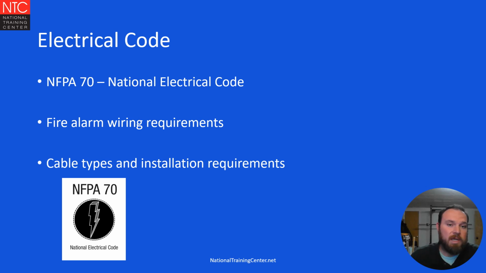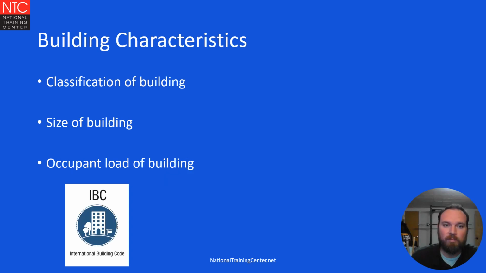The next code that we look at is the NEC, NFPA 70, the National Electrical Code. Now, this code is going to be useful for a lot of the installation as well as an understanding for where wire is supposed to go and the type of wire for the design aspects. But that's exactly what the NEC tells us. It's the code that we turn to make the determination of our fire alarm wiring requirements, what type of cable, what is necessary for the installation.